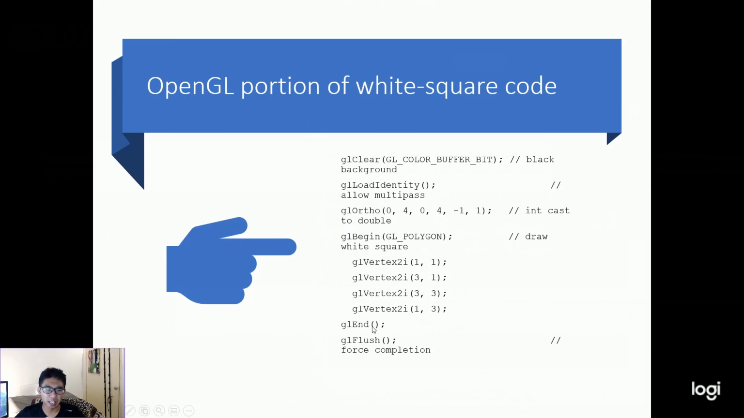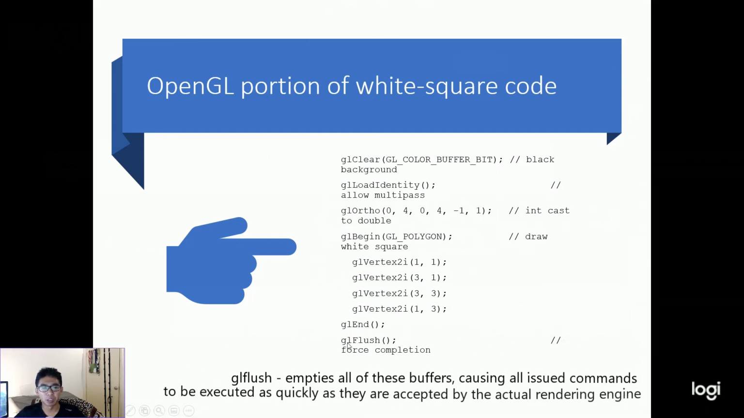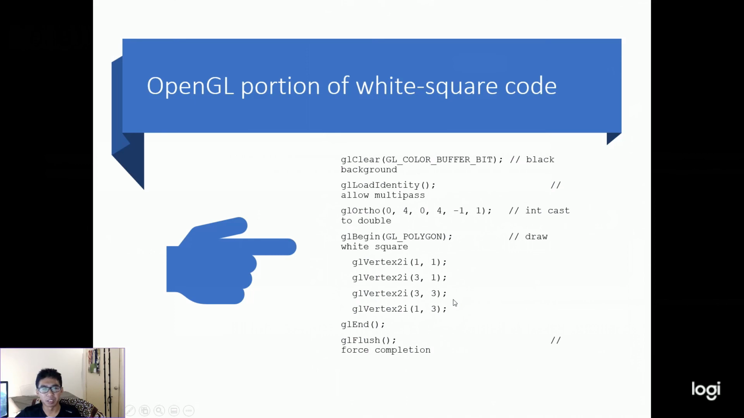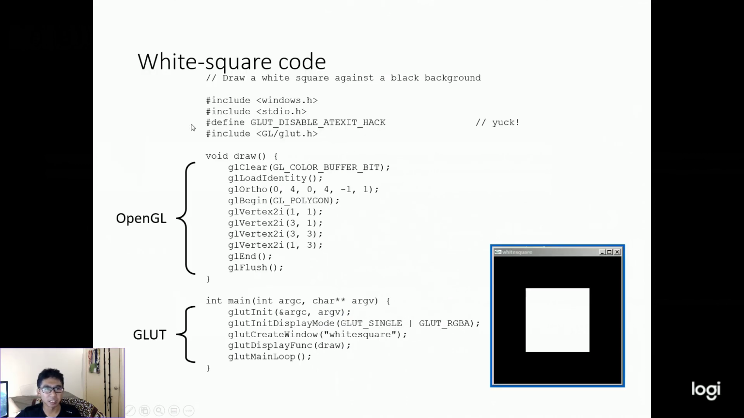So you enclose the object. Since you start with glBegin, you end with glEnd, and then you put glFlush, which is to flush all the memory, to clear all the memory that has not been used, and to force the completion of this code. This is the full code. This is where you include glut.h. This is the rest of the code.